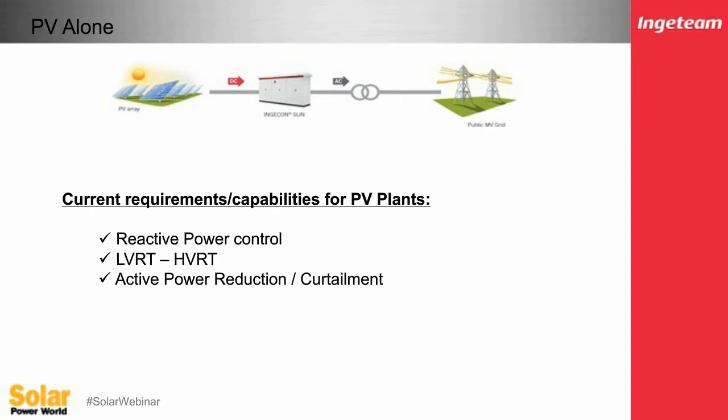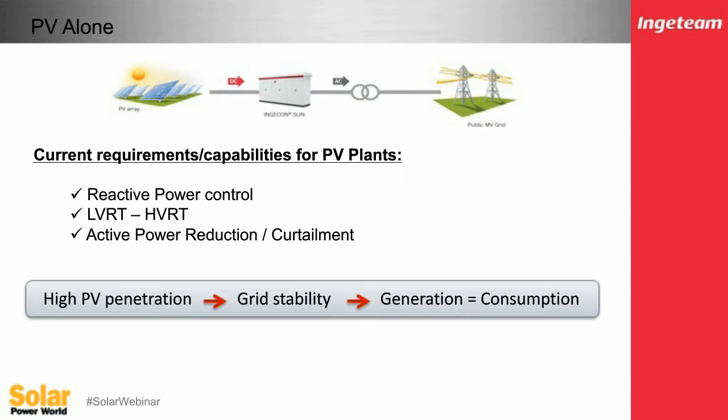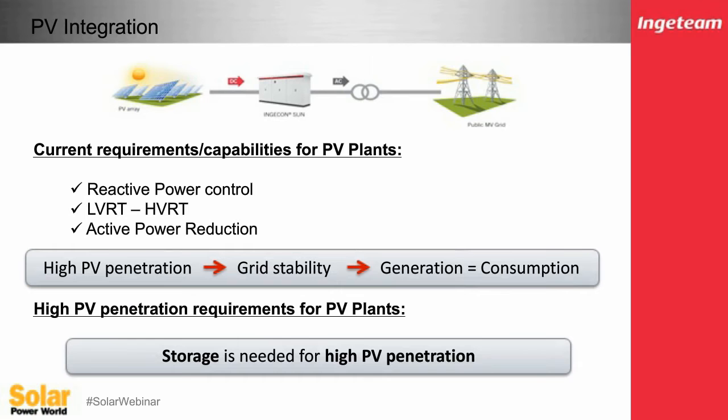So in a standard PV plant, what's realistically available today? Just PV alone, not considering a storage system addition. Today, you do have access through the inverters to reactive power, high voltage and low voltage ride-through capabilities, and even reduction of active power or curtailment on a PV system. But with increased PV penetration and a higher demand for grid stability, and as grid operators try to get a mix of their power generation more closely aligned with that of consumption, you need to consider that with higher PV penetration, the ability to add storage to that PV system is needed.